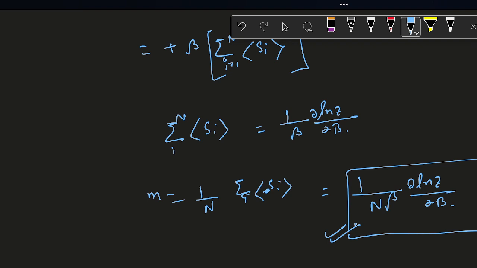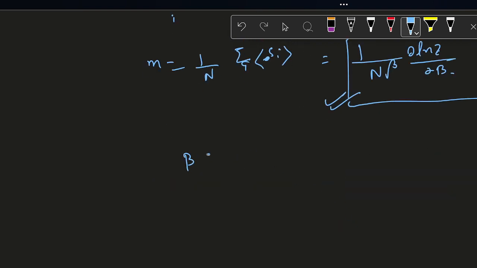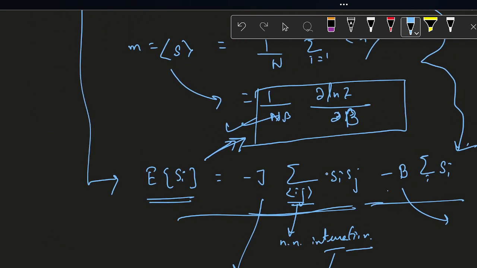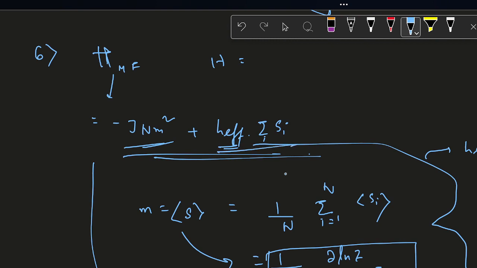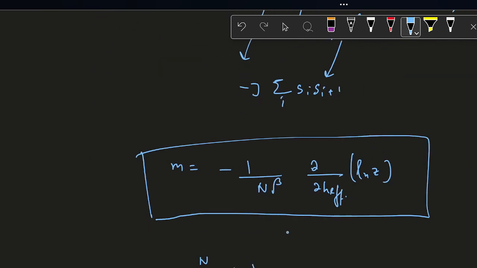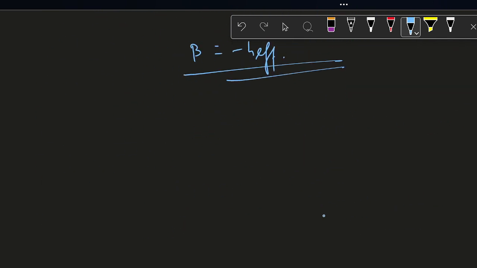So now we can go ahead and just replace b with minus H effective, because for our mean field Hamiltonian, I showed you that if you compare, you will see that this term and this term match, and your minus b is equal to H effective. So replace this and get this formula. So we go ahead and use that formula.